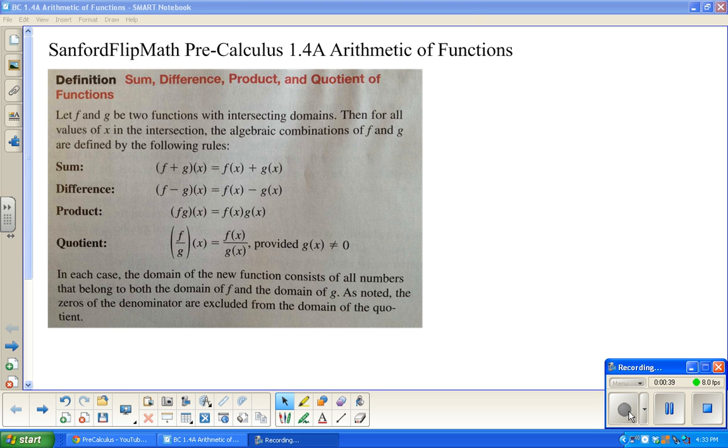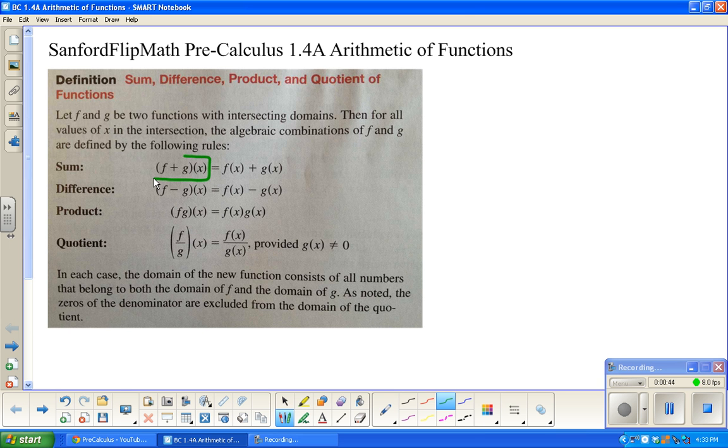I know this notation can be a little daunting, but really all this is saying is, if you see f plus g of x, this does not mean that you're going to distribute an x here. That is not what that means. This is not multiplication. This is a version of the notation like f of x. You are not multiplying times x. Sometimes a shorthand version of this is just f plus g or f minus g, f times g.